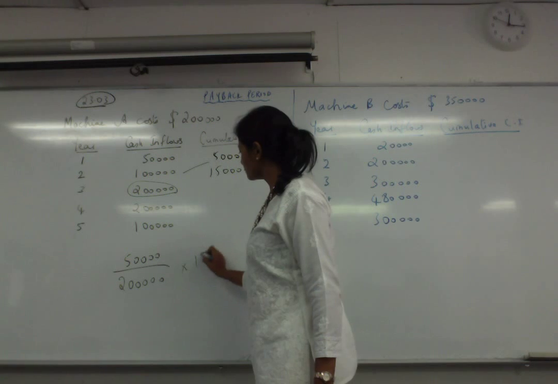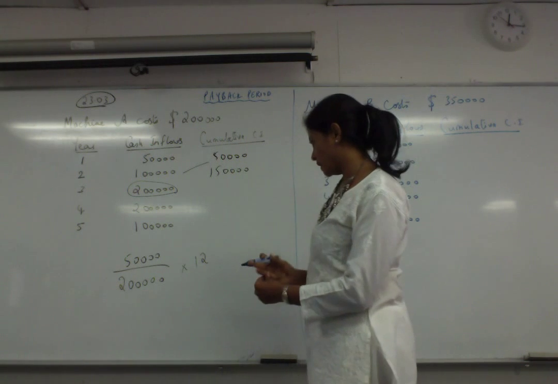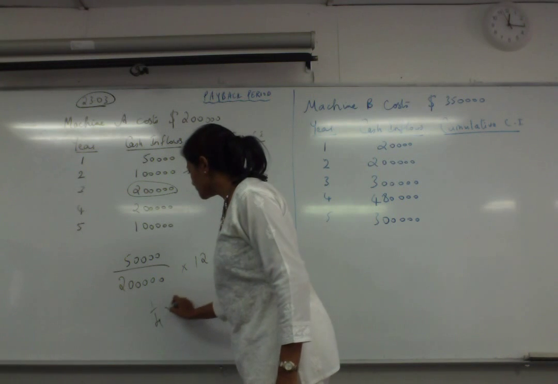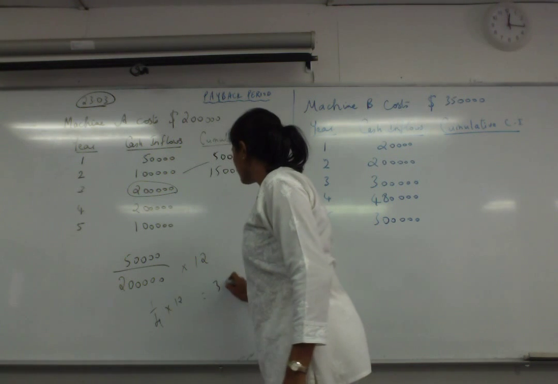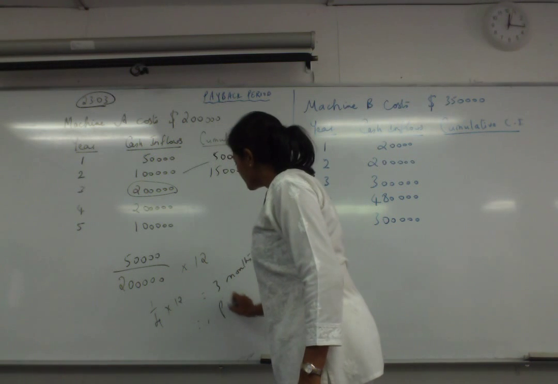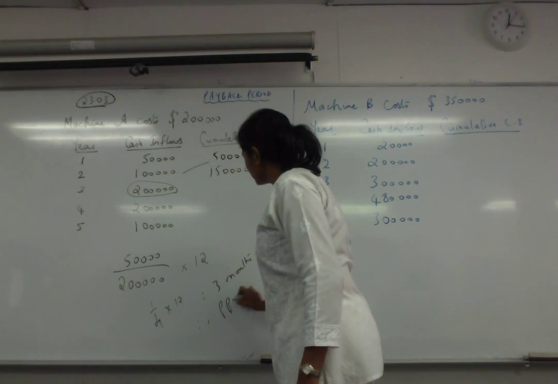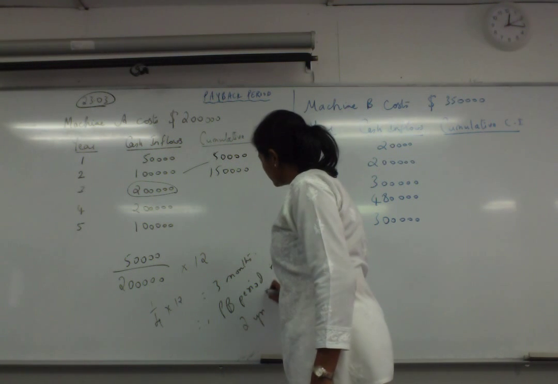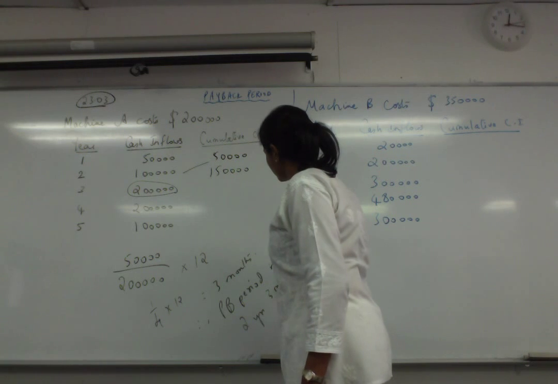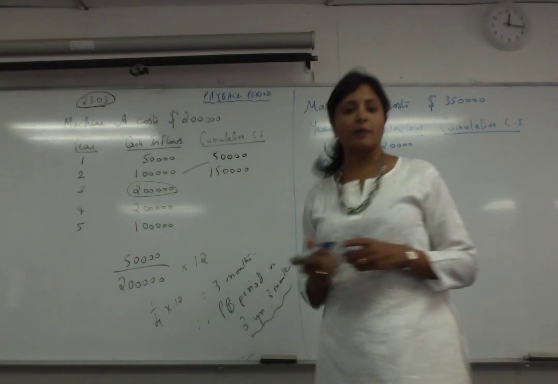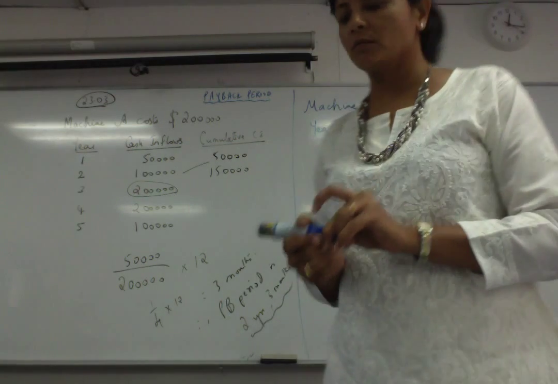So this is it, 12 months. So you're going to get 1/4 times 12, 3 months. So therefore, the payback period is 2 years, 3 months. That's it. Okay? This is all there is to payback period. You cannot go wrong. Now we're going to do machine B.